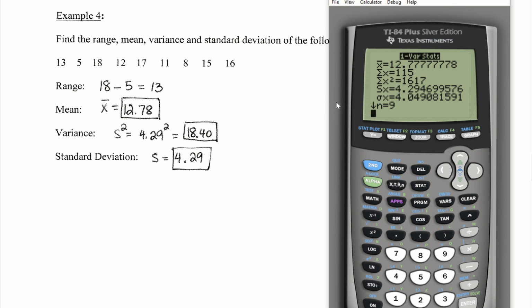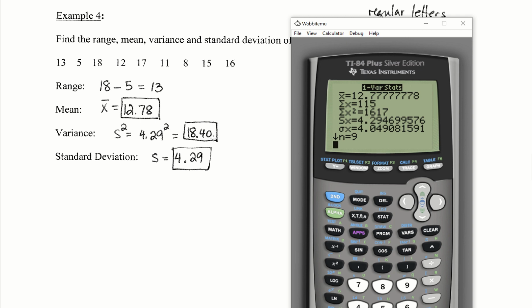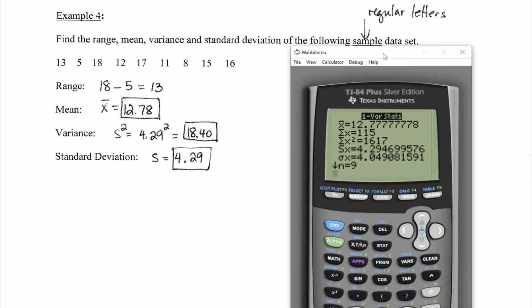And we would see the mean. Notice that this is sample data, so the calculator is actually giving us the correct notation. A sample mean, x bar, would be 12.78 rounded to 2 decimal places. The other thing the calculator will give us is the standard deviation. Very important, you have to know which one to pick. Because we have sample data, we need the sample standard deviation, which is S. S has the value 4.29. So 4.29 would be our value for S.